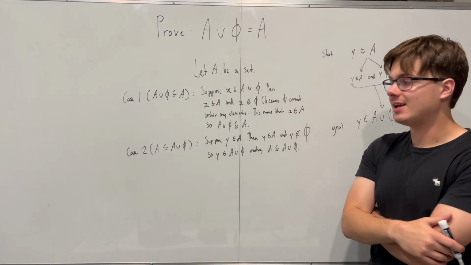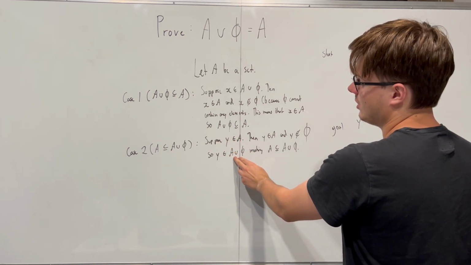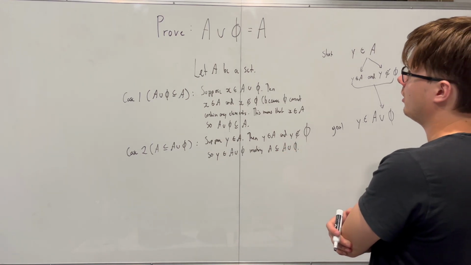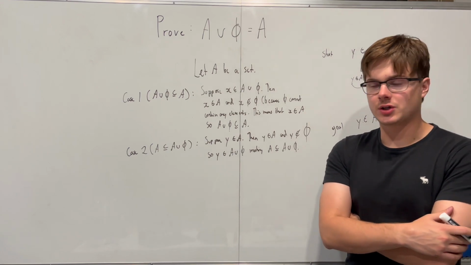We've proven the second case is also true because all the elements in A are in fact in A union the empty set. That means A is a subset of A union the empty set. Great. Okay, it's a lot of words, a lot of talking. Now let's just write our very quick short conclusion.